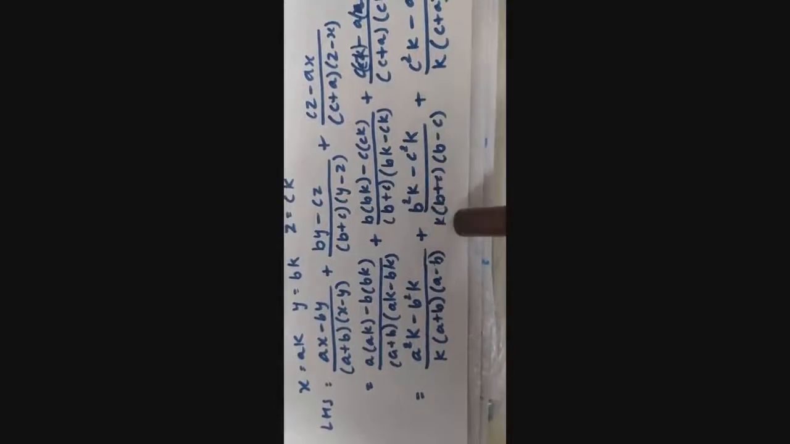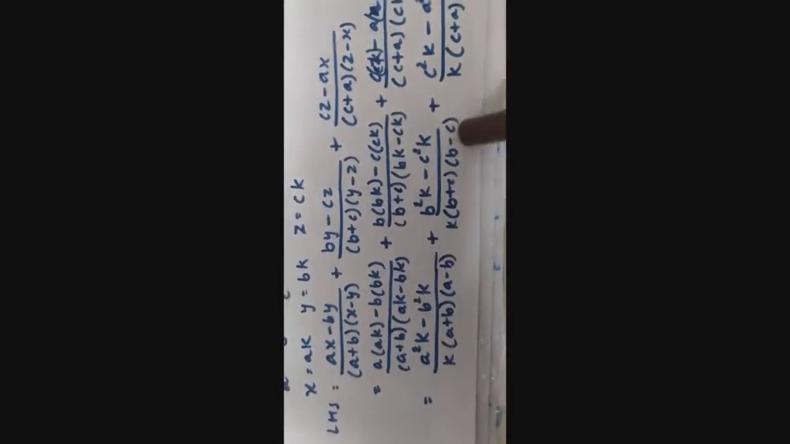Okay, I already placed the values. Now simplifying, a square k minus b square k. In the denominator, from this bracket k is common, so a plus b, a minus b. Here also b square k minus c square k, common from here, so b plus c, b minus c. Here c square k minus a square k, common, c plus a, c minus a.